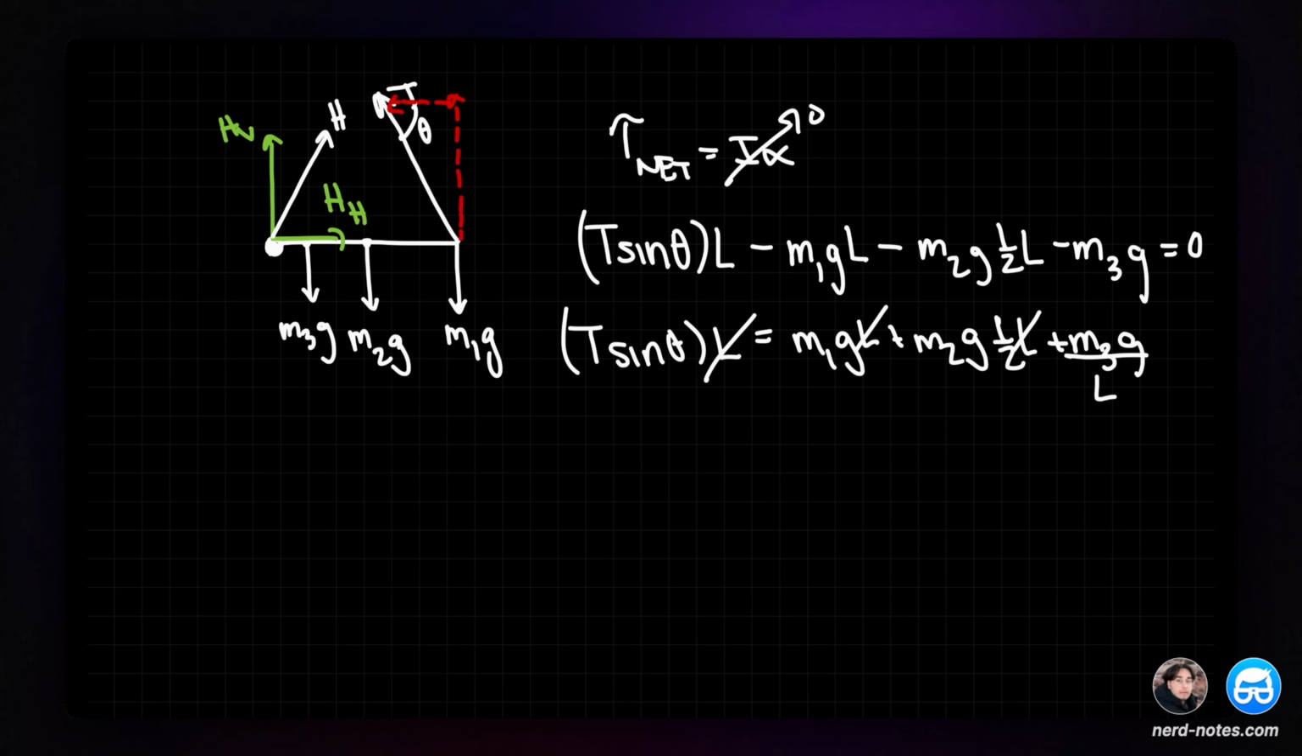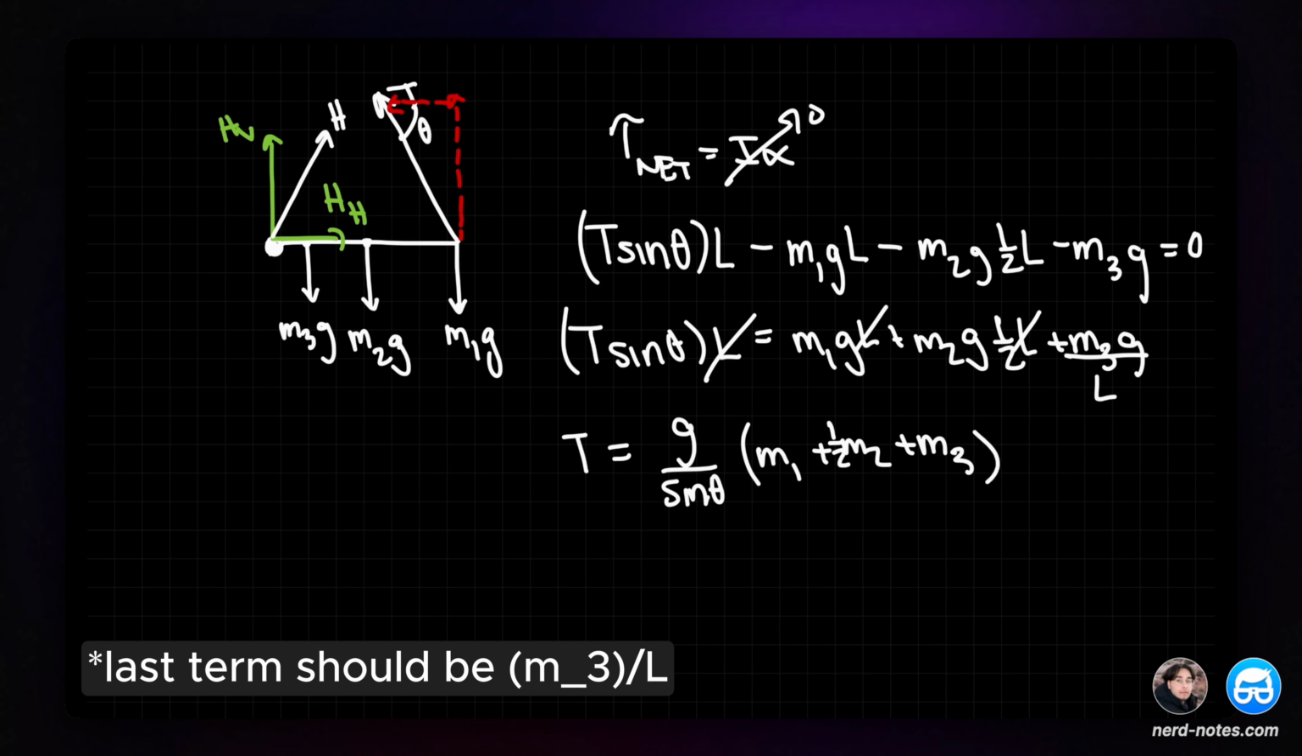And so the final equation for tension is going to be T is equal to G over sine of theta times M1 plus M2. I guess that should be half M2 plus M3. Okay, there you go. So there's your final formula for tension. And again, the whole point of doing physics is to derive equations. It's not necessarily to plug in numbers because that's the easy part. And so here is your final equation for tension.